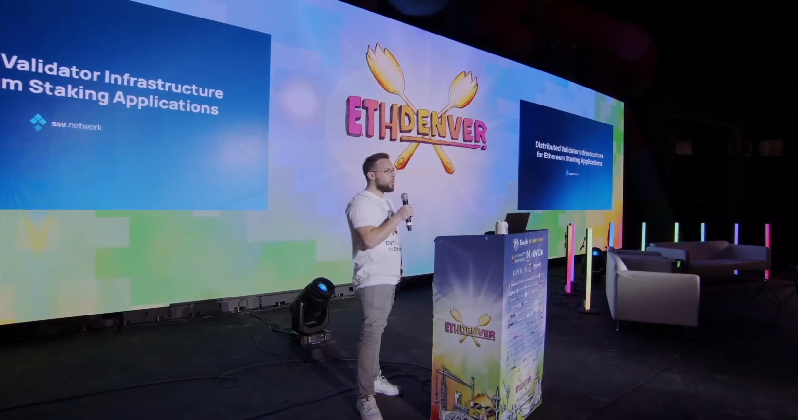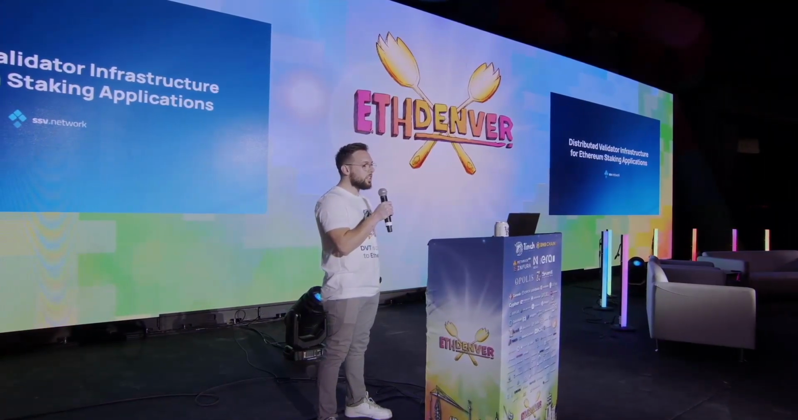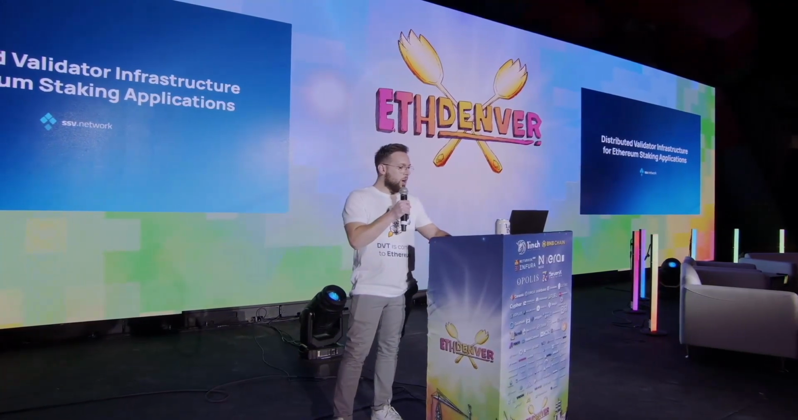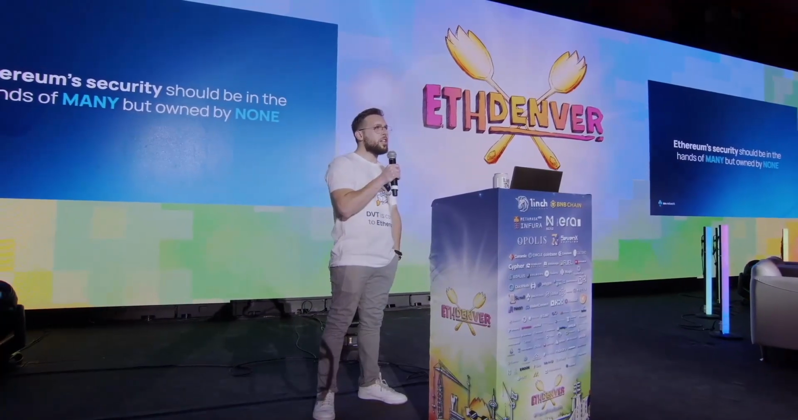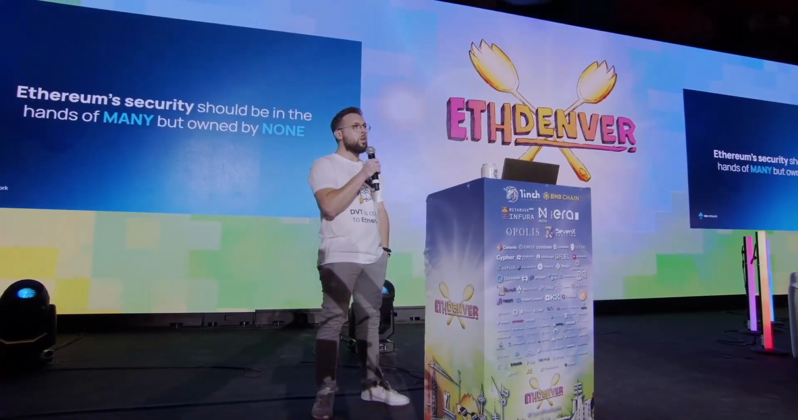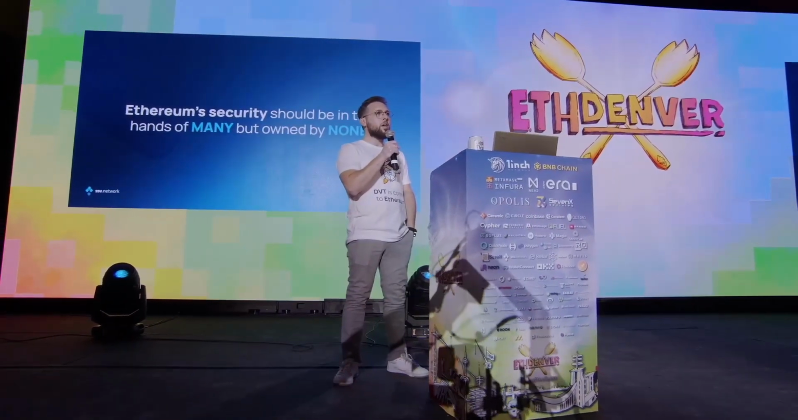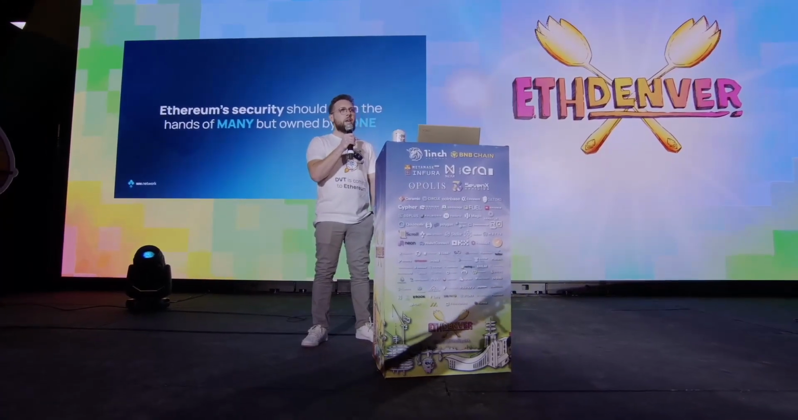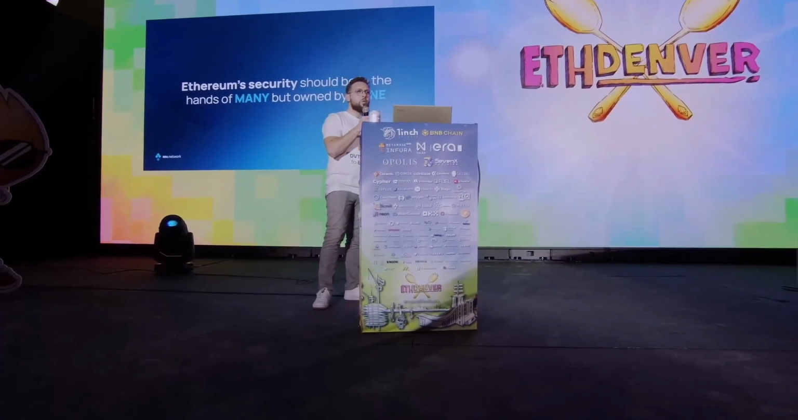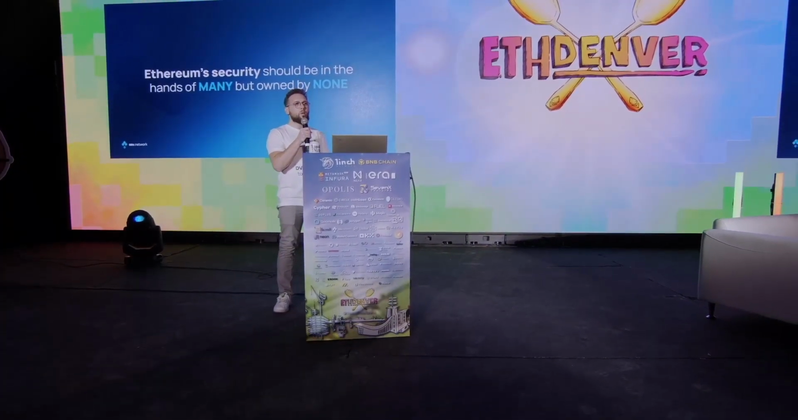So at SSV Network, we are building distributed validator technology, also known as DVT. Our grand vision is to help the decentralized Ethereum with the core belief that Ethereum security should be in the hands of as many people, as many entities, or as many node operators as we can, but vulnerable to none of them. I think this notion really sets the stage to understand exactly what DVT enables. But I would like to start first with the question of why we even need it.